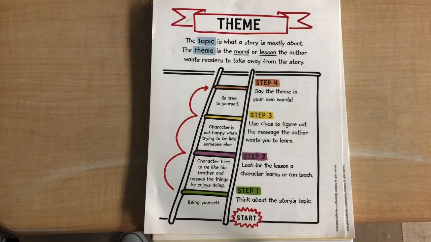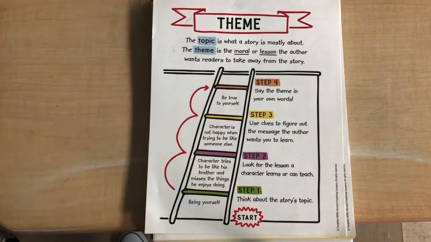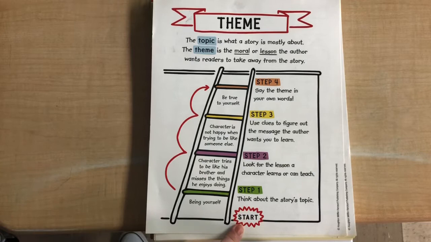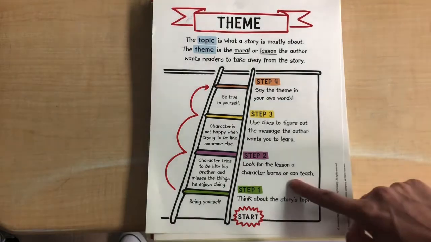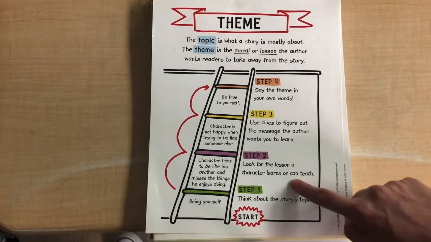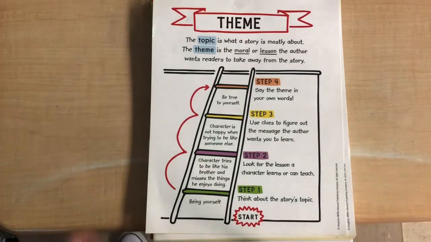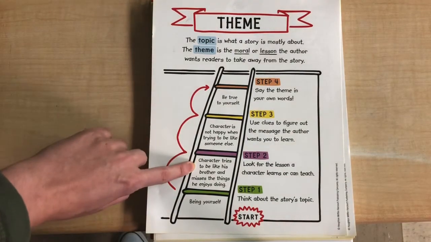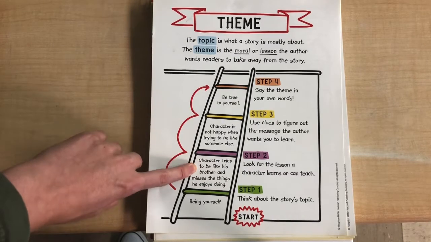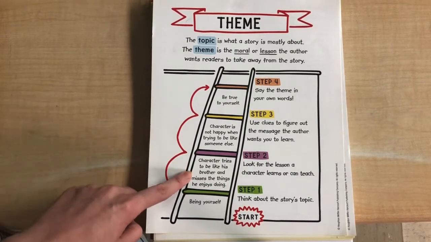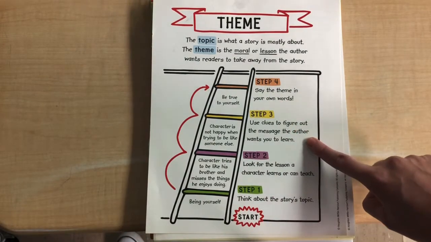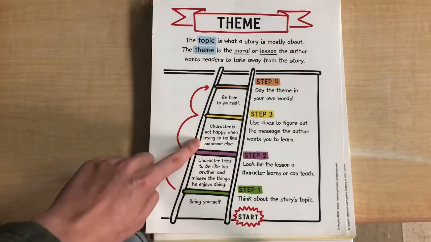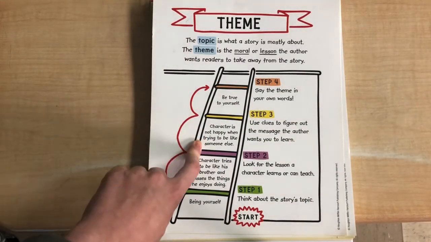So here, let's take a look and see what clues can help us find the theme of a story. We're going to look at where it says start. Step 1, think about the story's topic. So the story's topic could be about being yourself. Step 2, look for the lesson a character learns or can teach. So for example, a character tries to be like his brother and misses the things he enjoys doing. Step 3, use clues to figure out the message the author wants you to learn. For example, the character is not happy when trying to be like someone else.